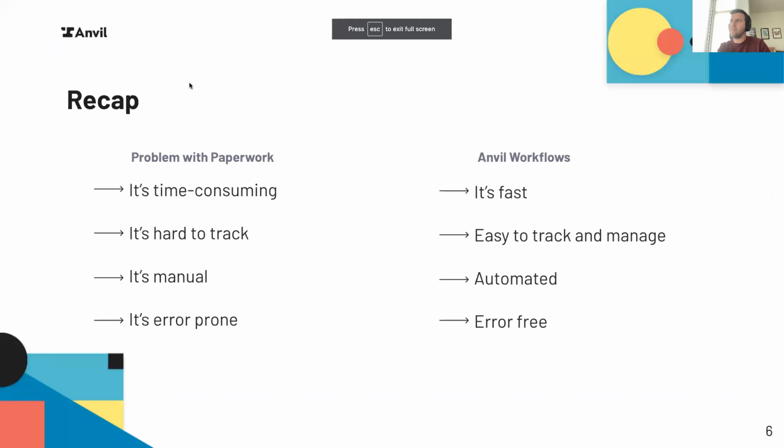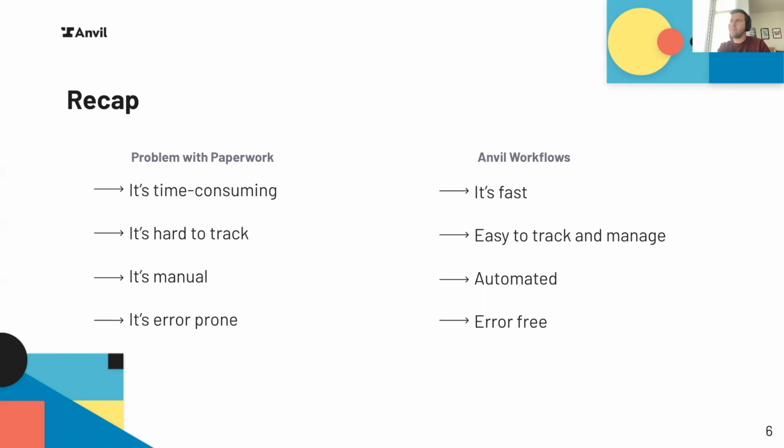So getting back to everything, let me go present. The problem with paperwork, obviously, it's time consuming. It is very hard to track. I think one of the great features with Anvil workflows is that it tracks all of your interaction with that piece of paperwork. And I think a good thing to take away from this is that Anvil is not just improving efficiency. It's a better way to collect data for your organization. So it becomes a lot less error prone.